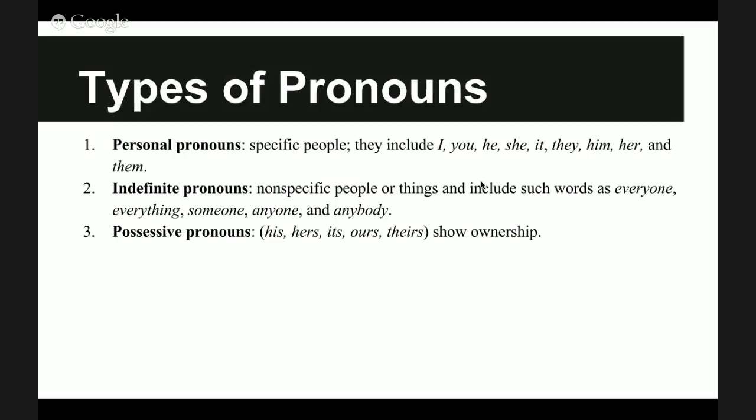The third type of pronouns are possessive pronouns. Possessive pronouns do exactly what they say. They show possession or ownership. Some examples of possessive pronouns are his, hers, its, ours, and theirs. You can see, once again, both singular cases, such as his or hers, and plural cases, ours and theirs. But possessive pronouns show ownership.